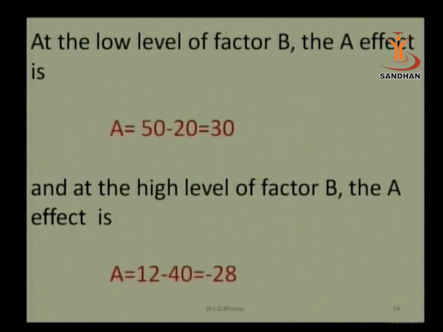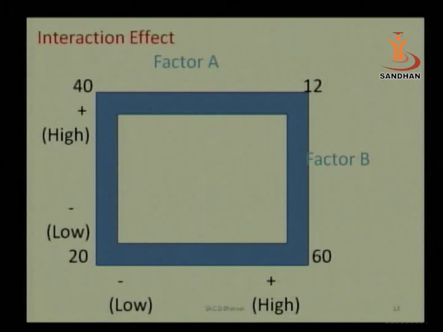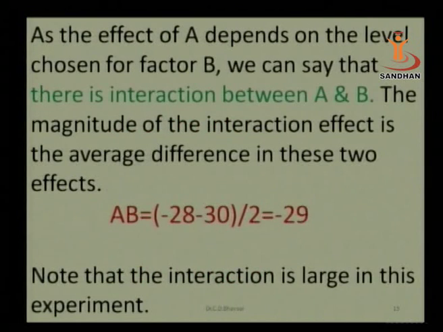50 minus 20 is equal to 30. And at the high level of factor B, the A effect is 20 minus 40, that is, it is minus 28. So the interaction effect is minus 29.